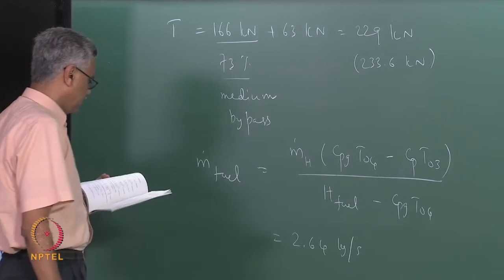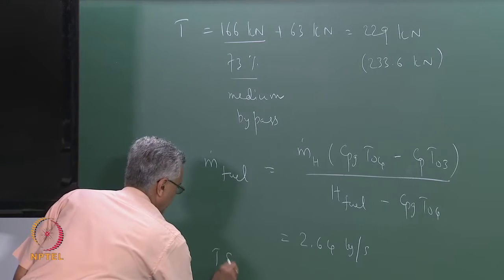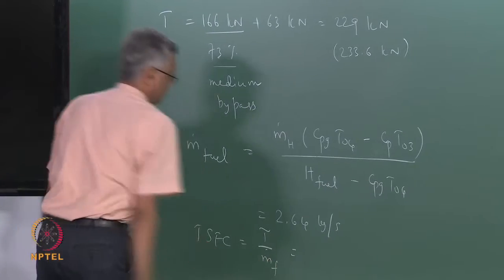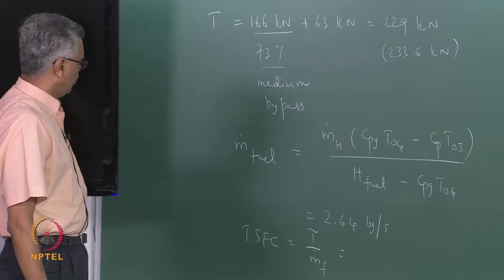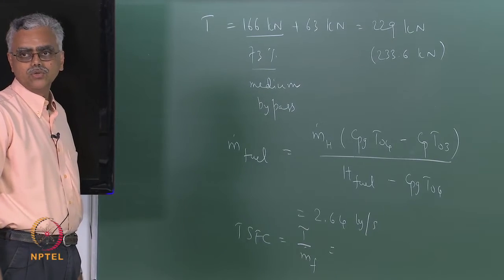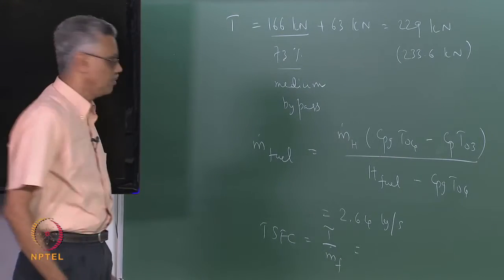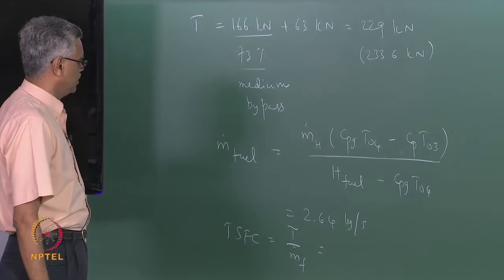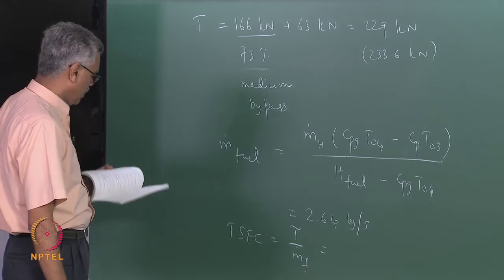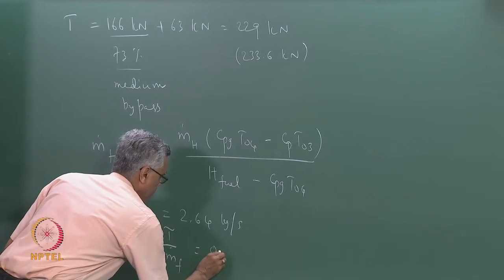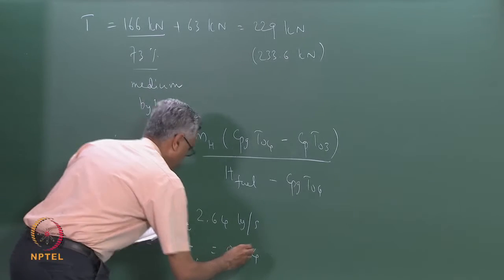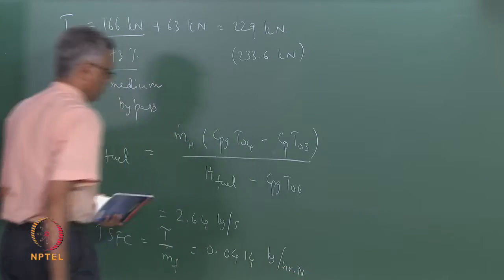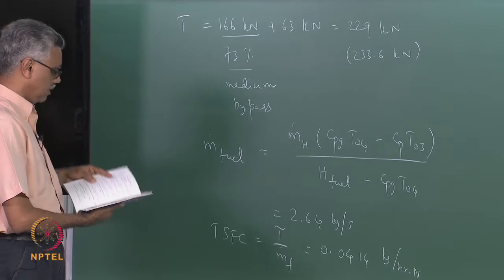And if I calculate the thrust specific fuel consumption, TSFC, so TSFC is nothing but m dot fuel divided by the total thrust. In this particular problem, the combustion efficiency is not given. So the ideal value that we calculate using this formula for mass flow rate of fuel also happens to be the actual value, since combustion efficiency is not given. So m dot F divided by T comes out to be 0.0414 in units of kilogram per hour Newton.